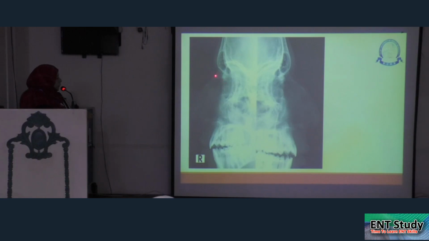It shows a normal alignment of the bone, but a few vertical lucencies are seen in the nasal bone. These are the grooves for the anterior ethmoidal nerve. So don't interpret these as a fracture, because fractures are usually horizontal.